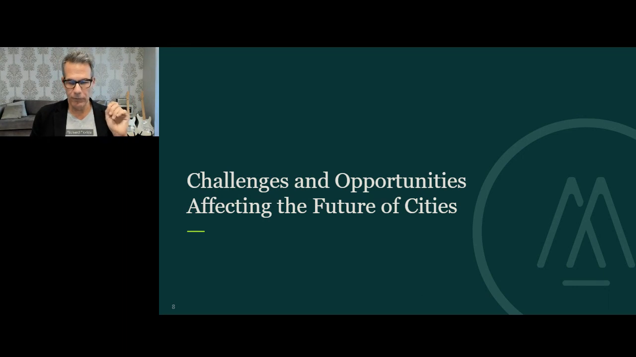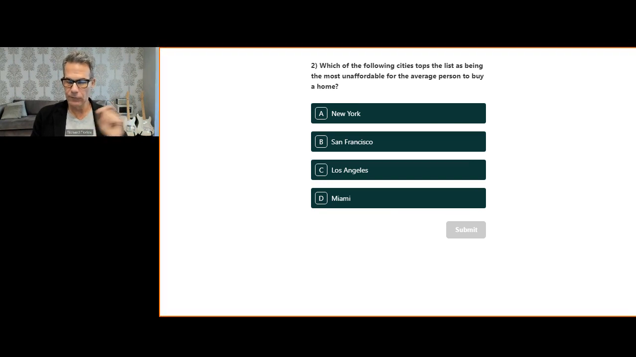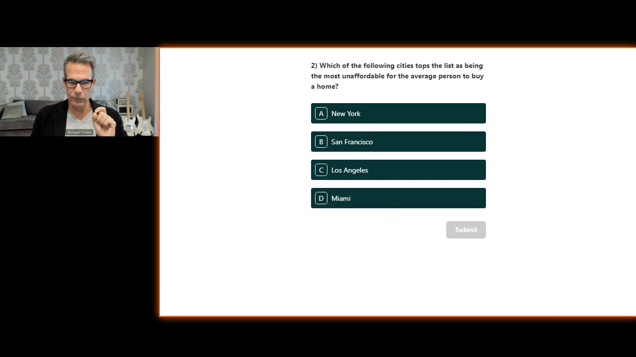Given the effect of the pandemic, which of the following cities tops the list as being the most unaffordable for the average person to buy a house or an apartment or a condominium? Is it New York? Is it San Francisco? Is it Los Angeles or Miami?